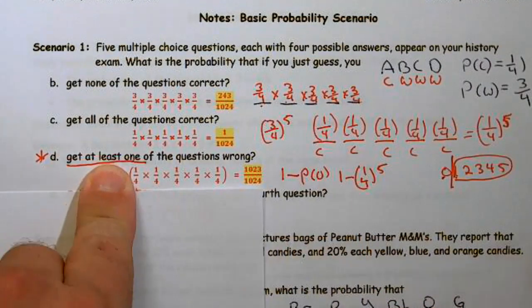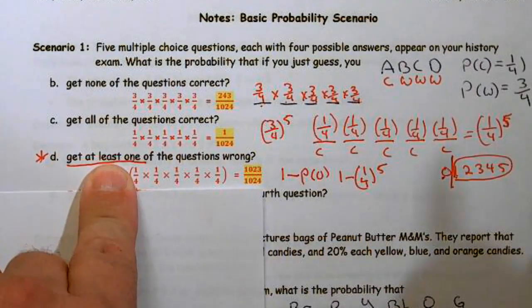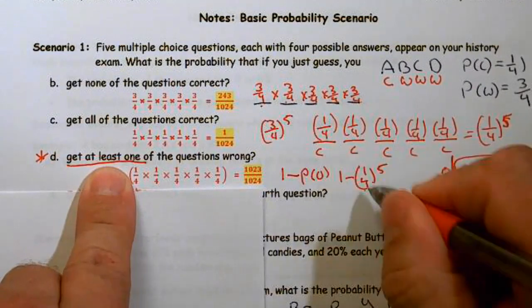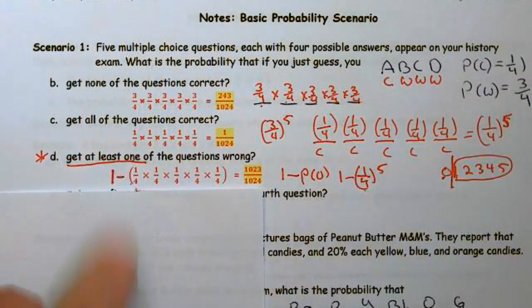So anytime they say at least, do 1 minus whatever they were asking for. They were asking for wrong, so we worked with correct. All right, that should be 1/4. Okay, all right.